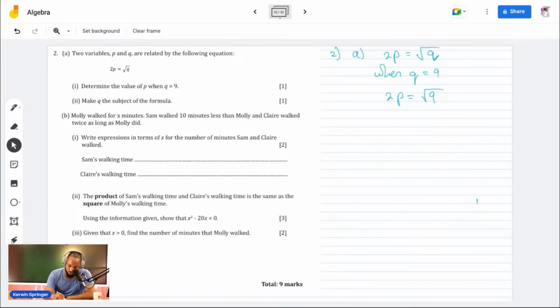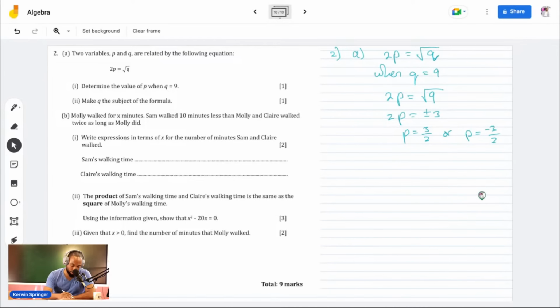Okay, so 2p is equal to the square root of q. So when q is equal to 9, 2p is equal to the square root of 9, which is technically plus or minus 3. So 2p is equal to plus or minus 3. So p is equal to 3 over 2, or p is equal to negative 3 over 2. When you get the square root, it could either be positive or negative.